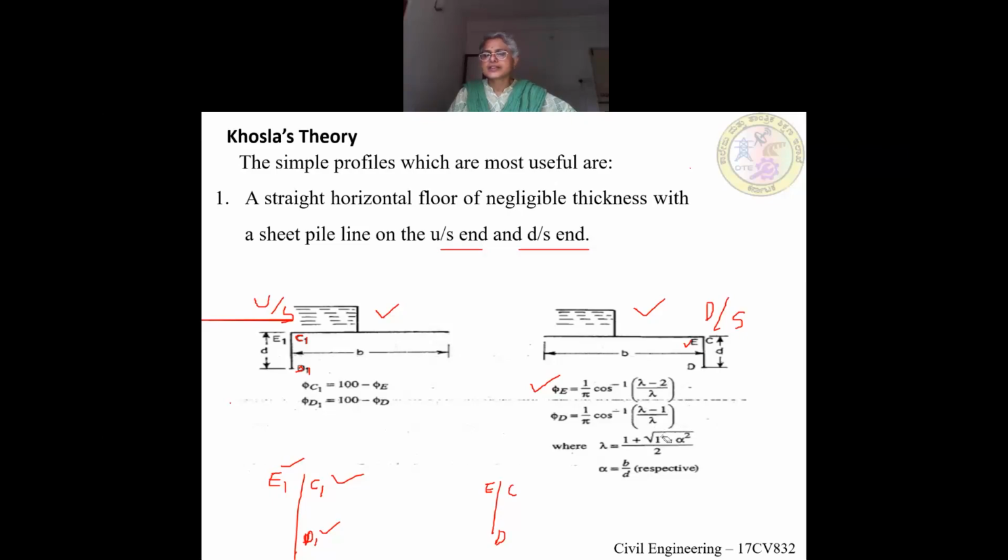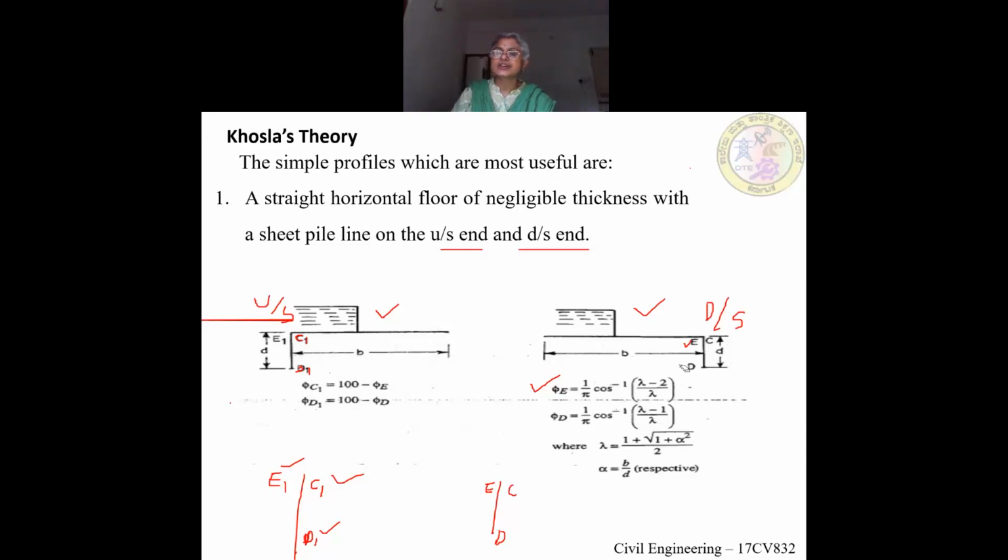You have to remember this set of equations, where lambda is 1 plus root of 1 plus alpha square by 2, where alpha is B by D. B is this length between the two sheet piles. This is the base length, the distance between two sheet piles, which will be given in the numerical problem. So B divided by the depth of the pile. You must know that this depth and this depth are the same. If both the depths are same, then only you can apply these formulas.